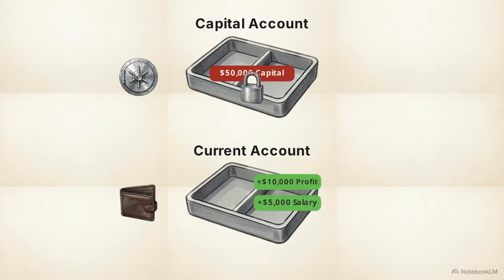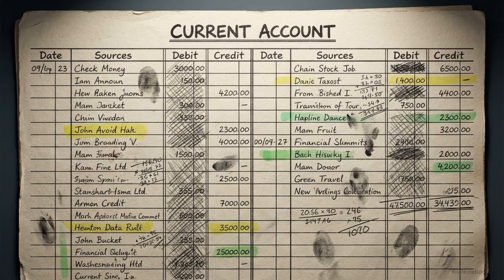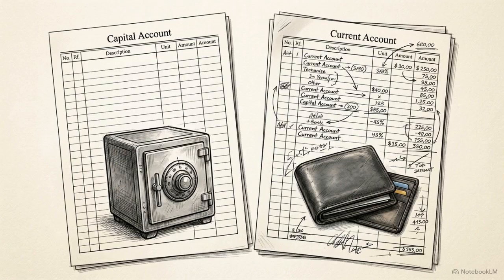All the remaining operational items, the distributed profits, the salary, and the personal drawings, are transferred down into the active current account. The capital account maintains a static balance year after year, contrasting sharply against the hyperactive balance of the current account. The fixed method protects the historical integrity of the initial investment by quarantining all financial volatility into a secondary ledger.